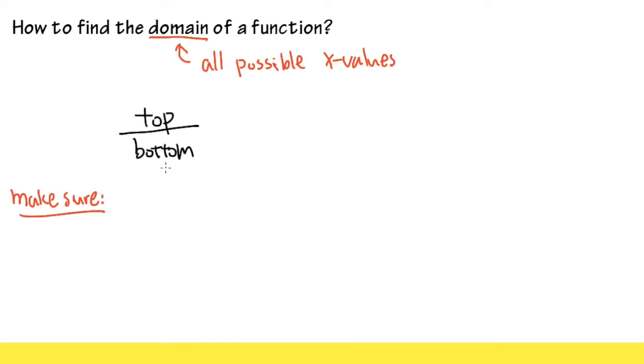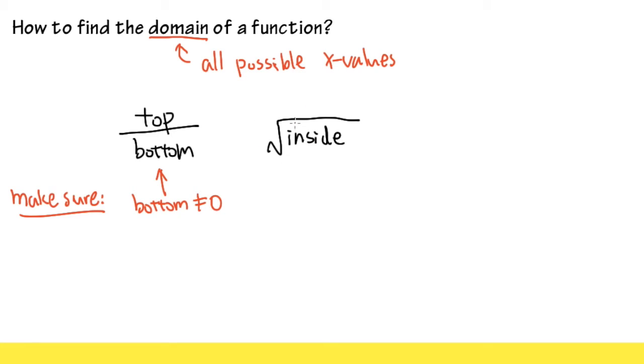When you have a fraction, you have to make sure the bottom cannot be 0. And when you have an x in the bottom, you set this up so you can solve for x. The next situation is when we have the square root, with x inside of the square root. Let's focus on the square root first.